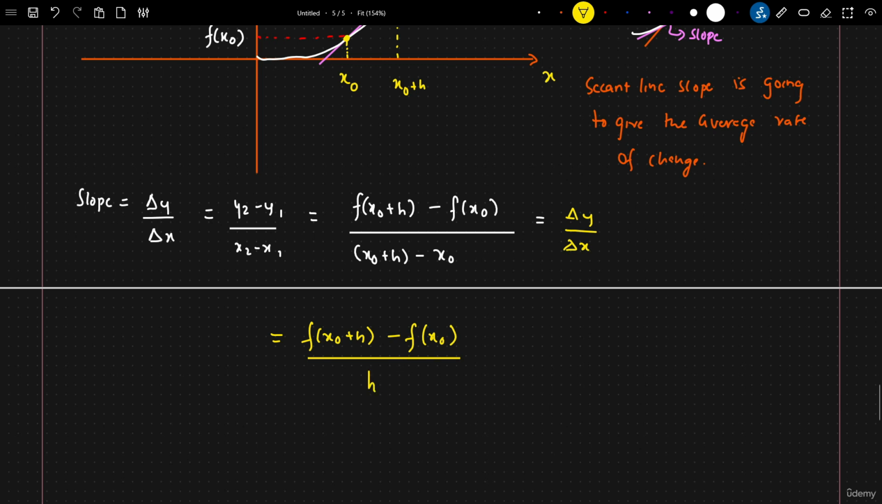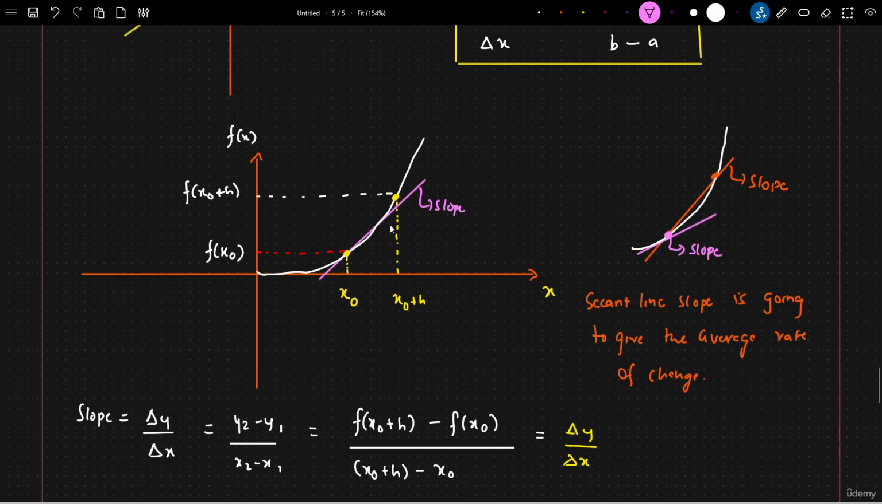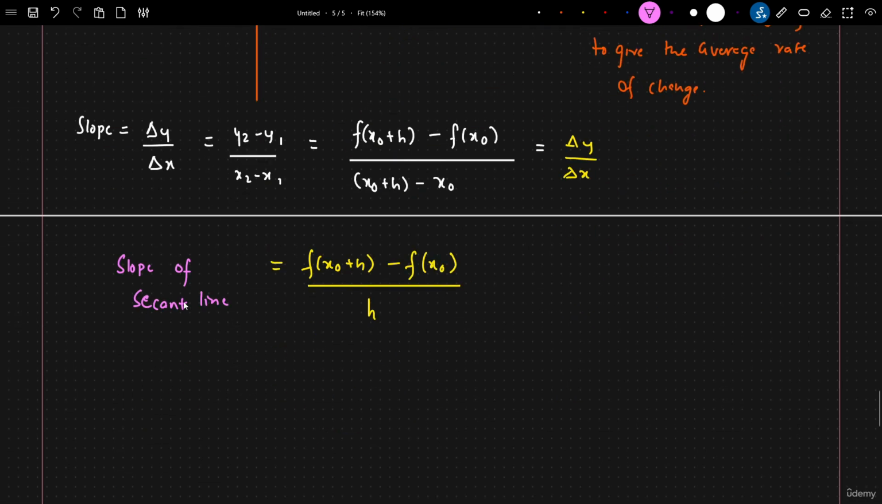Now once I get h over here, the next important thing is what exactly this equation is. This equation is nothing but the slope of the secant line. What is a secant line? Let's say in a curved line, if I have two coordinates, and I draw a straight line passing through both the coordinates, then that is exactly a secant line.